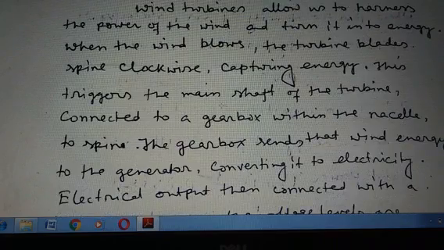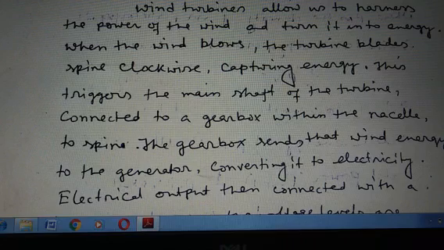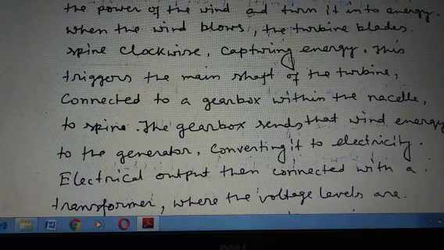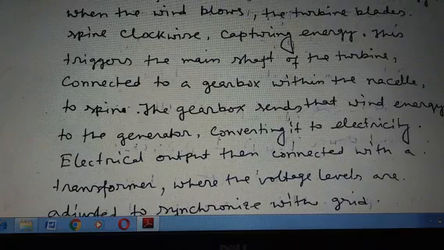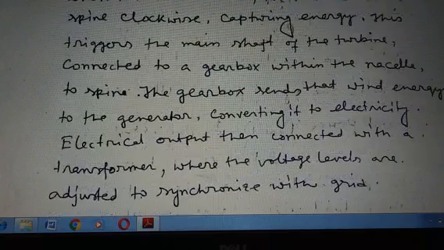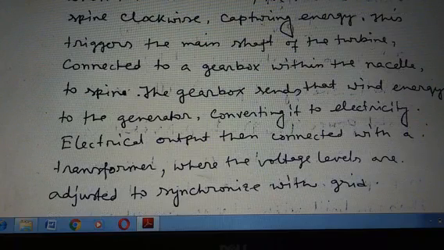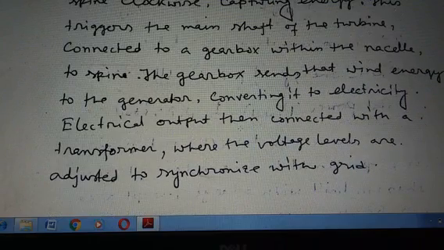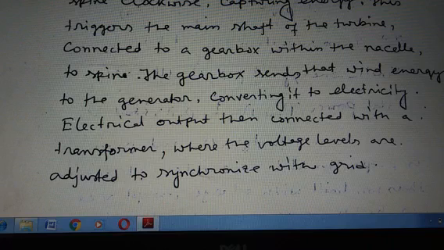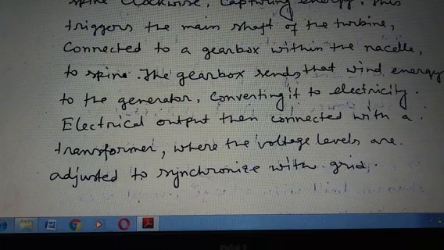This triggers the main shaft of the turbine, connected to the gearbox within the nacelle, and the gearbox sends the wind energy to the generator. Inside the generator the mechanical energy is converted into electrical energy. The electrical output is then connected with the transformer, where the voltage levels are adjusted to be synchronized with the grid.